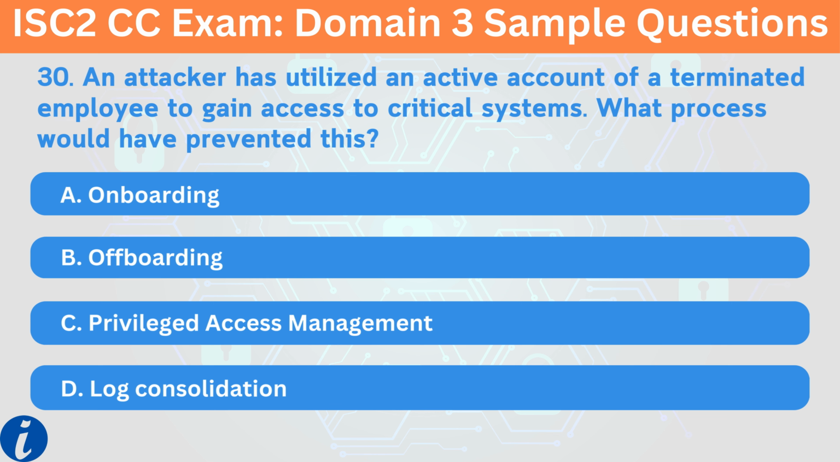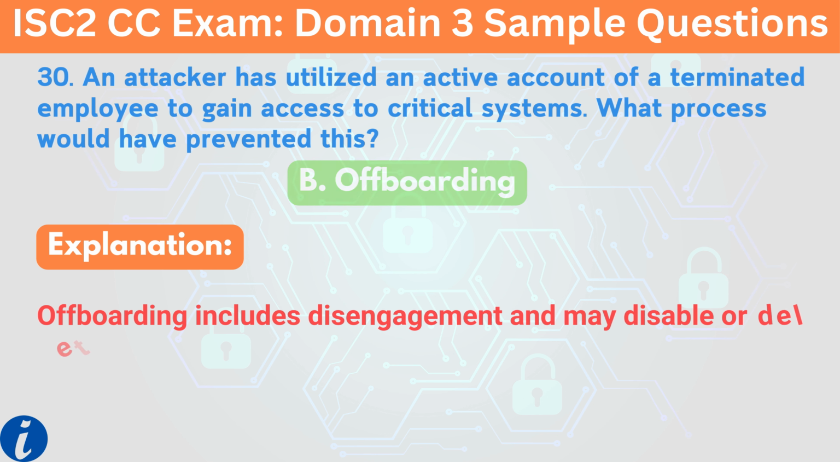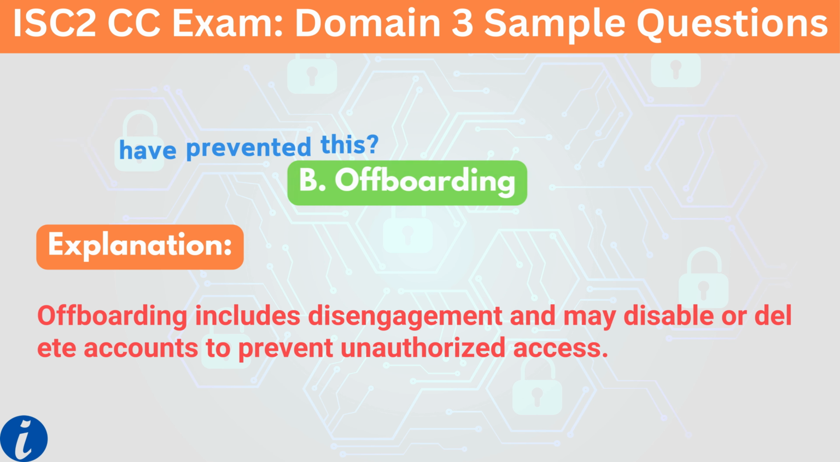30. An attacker has utilized an active account of a terminated employee to gain access to critical systems. What process would have prevented this? A. Onboarding. B. Offboarding. C. Privileged access management. D. Log consolidation. The correct answer is B. Offboarding. Explanation. Offboarding includes disengagement and may disable or delete accounts to prevent unauthorized access.